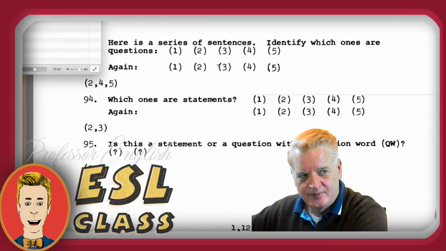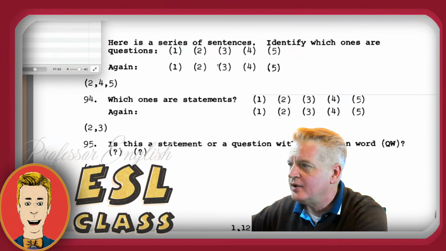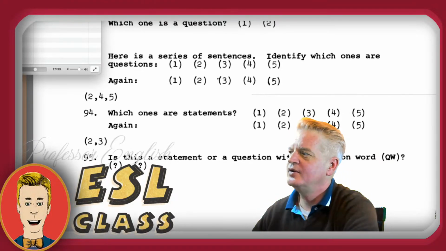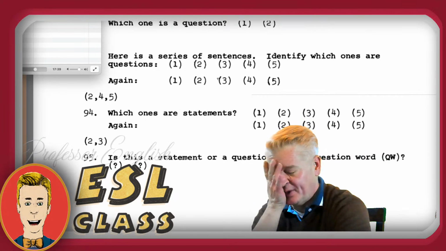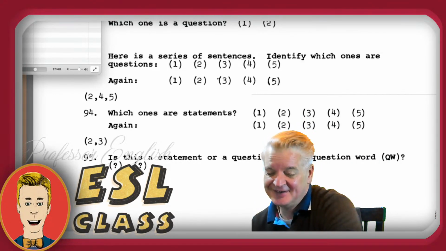Number 4. Ist das Bier gut? That's a question. Number 5. Wo ist das Restaurant? That's a question. So, let's see. Again. Number 1. Wo ist der Bahnhof? We're supposed to be doing statements. So, let's see. That's it.